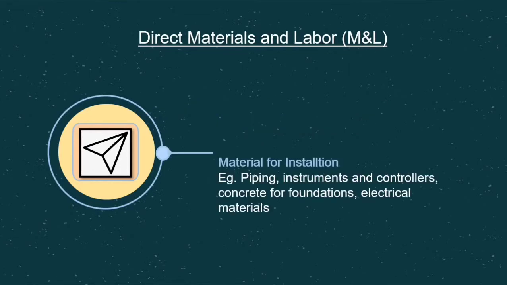After that, the cost of material for installation is the material we use during installation. For example, piping, instruments and controllers, concrete for foundation, electrical materials, lighting materials, or steel for structural support. The cost of material for installation is very important, especially the cost of piping.